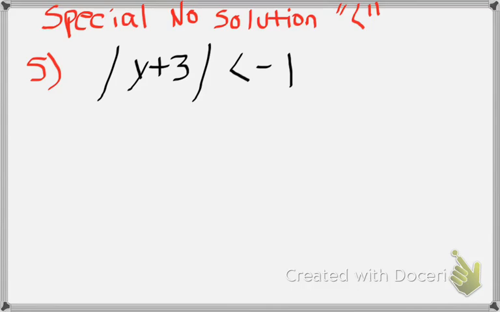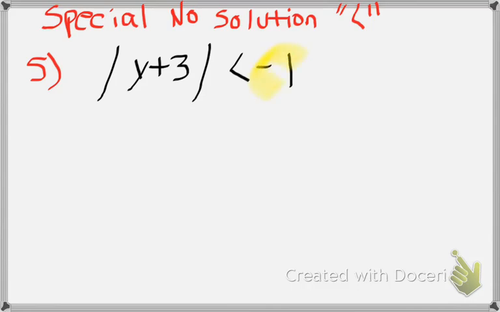Meaning, whatever is in here, doesn't matter what's in here, if you take the absolute value of something, it is always a positive number. But look, they're saying it's less than -1. Less than -1 means it's a negative number. So they're saying the absolute value of whatever is in here will be a negative number. But that's impossible. The absolute value of a number will never be negative. So this question has no solution.